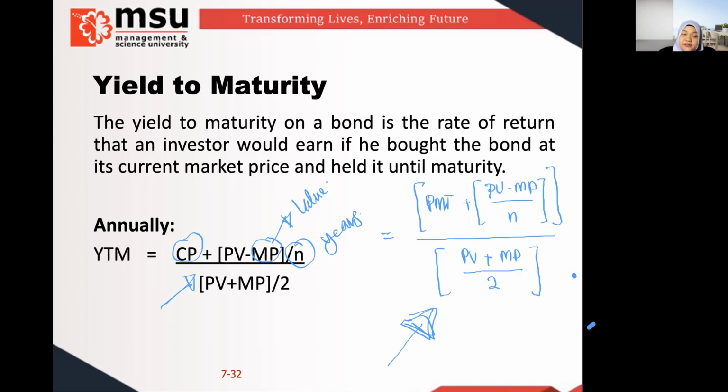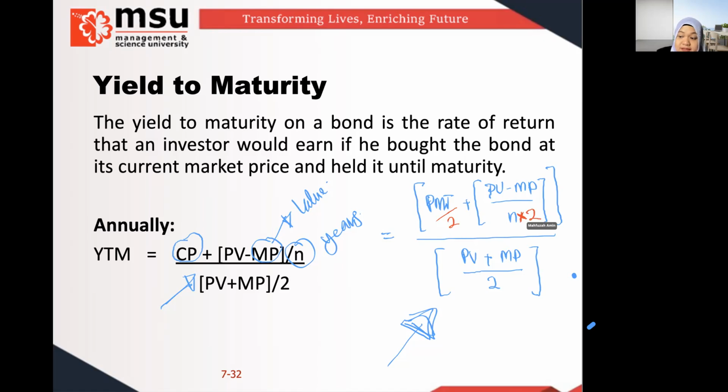Okay, so this is the calculation, how to calculate the YTM. So same goes to valuation of bond. It can be annually, it can be semi-annually. So what you need to do is, if it is semi-annually, the payment you have to divide by 2. And then the years you have to times by 2.